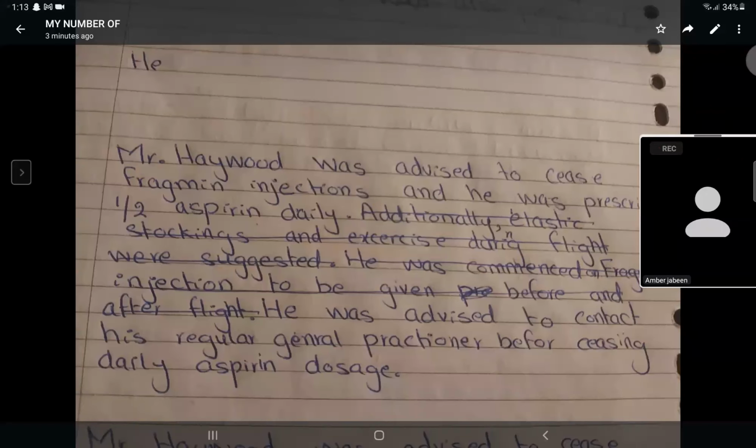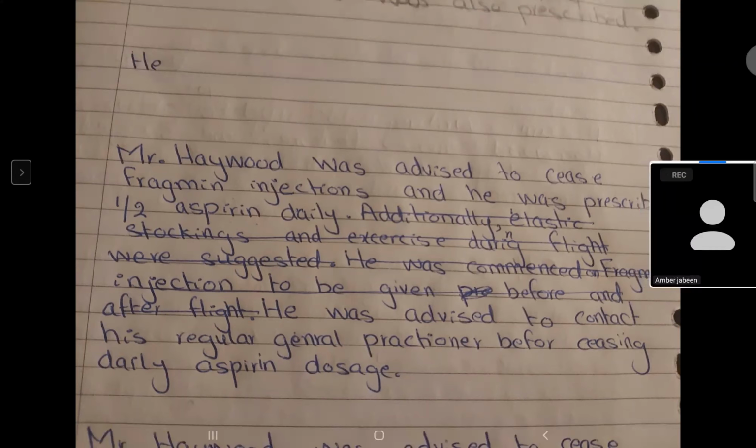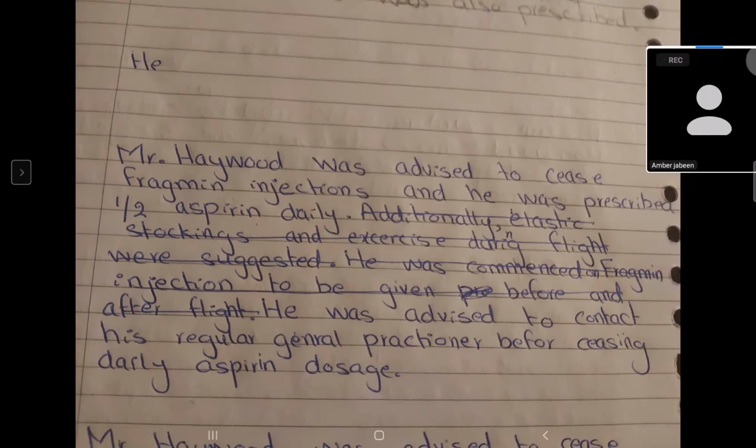Good. Dr. Umber, can you read this? Mr. Hayward was advised to cease fragment injections, and he was prescribed half aspirin daily. He was advised to contact his regular general practitioner before ceasing daily aspirin dosage. Okay, tell me, who are we writing this letter to, Dr. Umber?